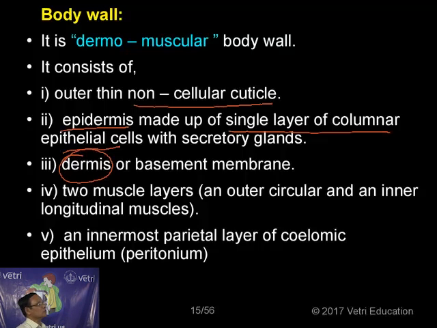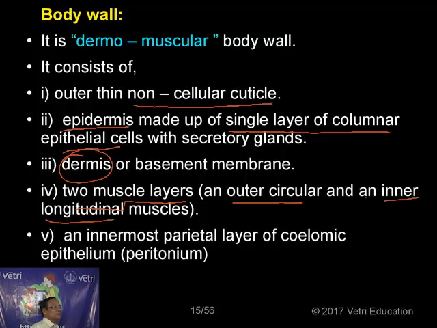That's why it's called the dermomuscular body wall, because it also has muscles, circular and longitudinal. Then two muscle layers, an outer circular and an inner longitudinal. So we have both the dermis as well as a muscle layer, hence it is called the dermomuscular layer. Now we'll see that picture.